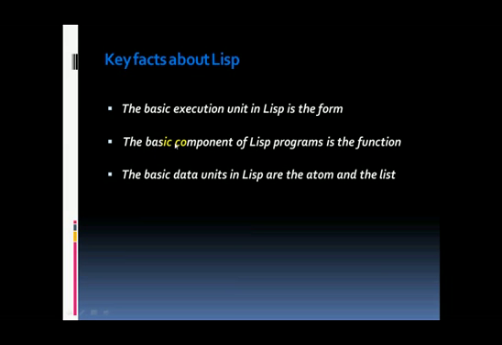Some key facts about Lisp. The basic execution unit in Lisp is the form. Lisp runs in a read-eval-print loop. When a Lisp form is typed, it is read, evaluated and its value is printed. Forms can be literals, bound variables, functional calls, etc. Sometimes forms are called S-expressions.